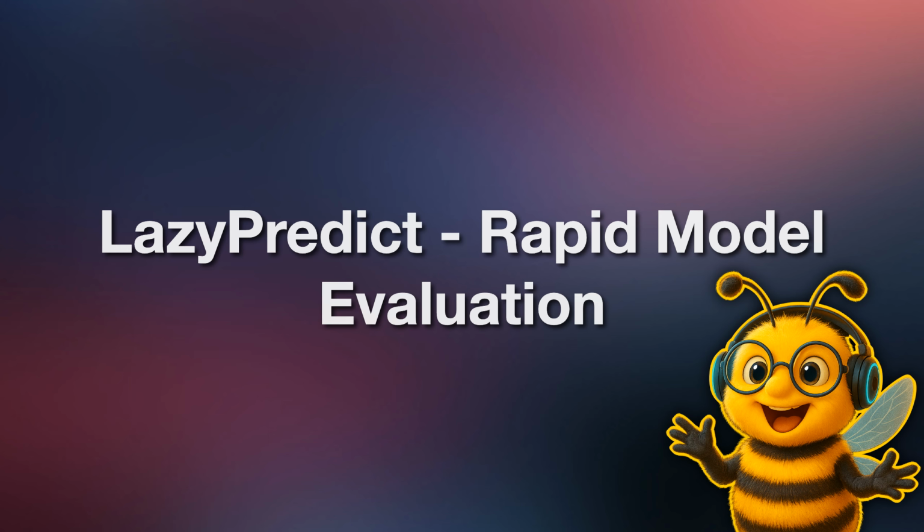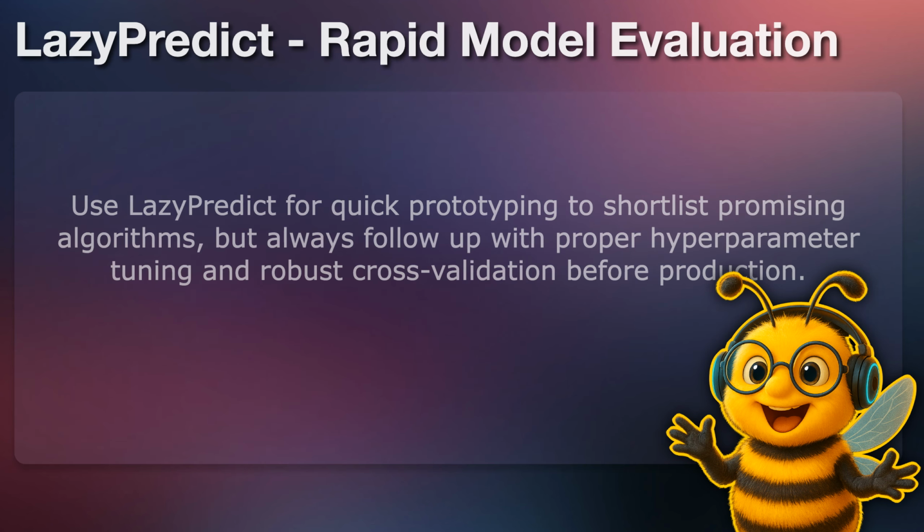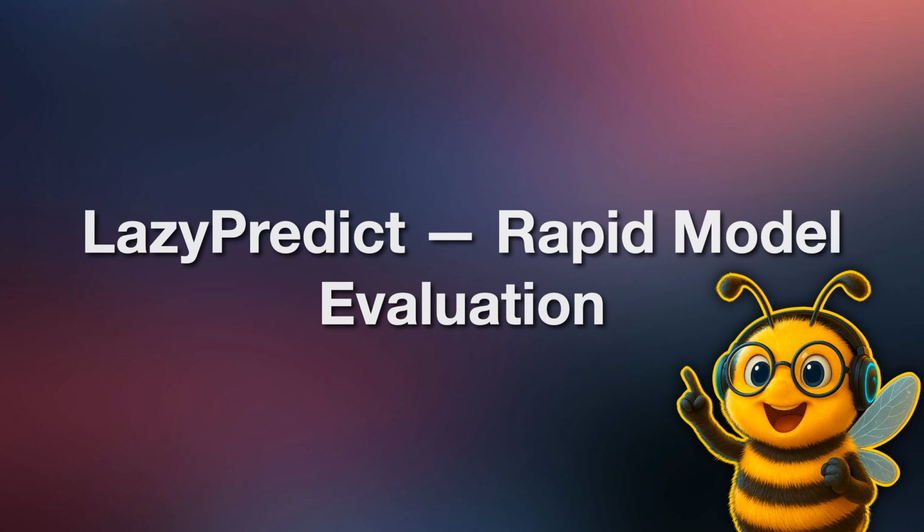LazyPredict runs many common scikit-learn models with a single call and returns a ranked leaderboard of performance metrics and training times. Use LazyPredict for quick prototyping to shortlist promising algorithms, but always follow up with proper hyperparameter tuning and robust cross-validation before production. LazyPredict enables training and evaluating many machine learning models simultaneously by handling pre-processing and returning comprehensive performance metrics for quick model comparison.